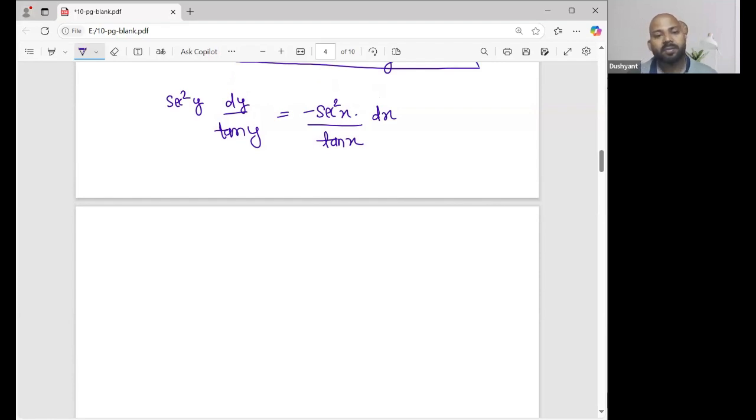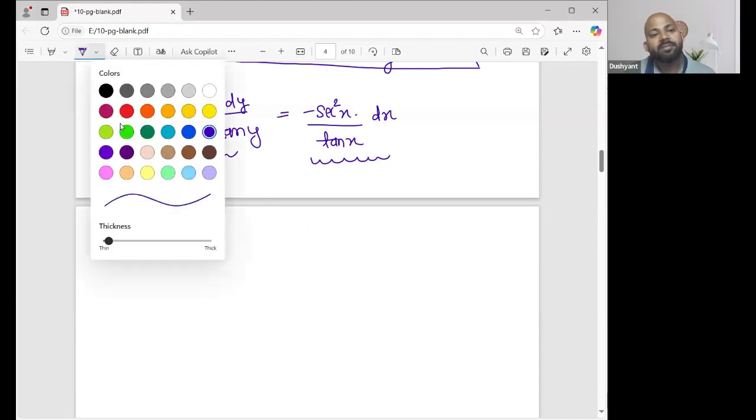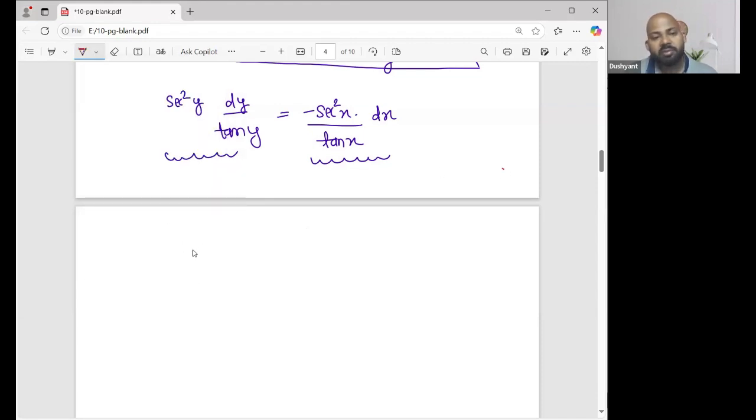Now you can see the variables are separated out, all x together and y together. A few equations will be there where you won't be able to separate out the variables; in that case we deal with it another way. But this kind of equation is separable, which means x can be separated and y can be separated, one on the left hand side and one on the right. Now we have to integrate both sides. This is the symbol of integration, you know that, sec square of y dy over tan y.